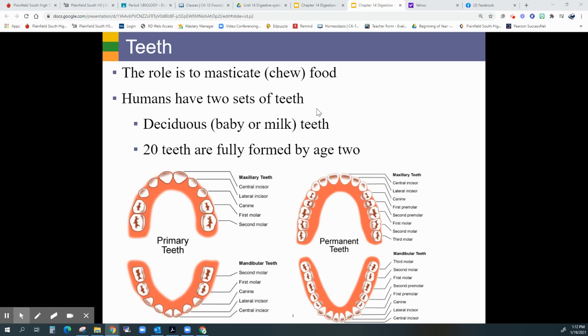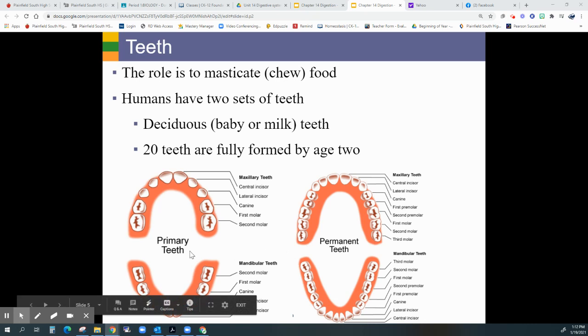Humans have two sets of teeth, uppers and lowers. We also have two sets of teeth over a lifetime. One set is referred to as deciduous, which are normally referred to as our baby teeth. And there are about 20 of those, while a full-grown adult has more.